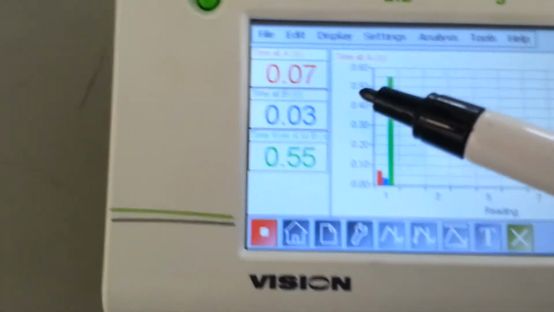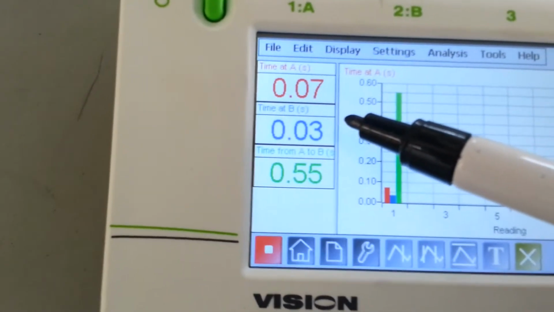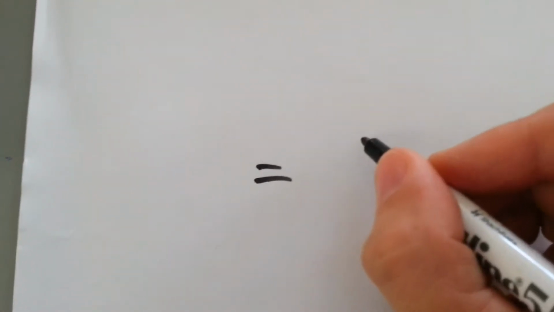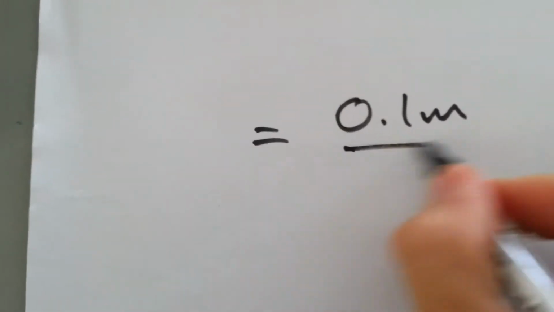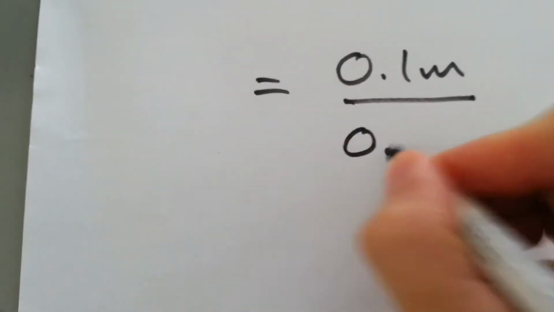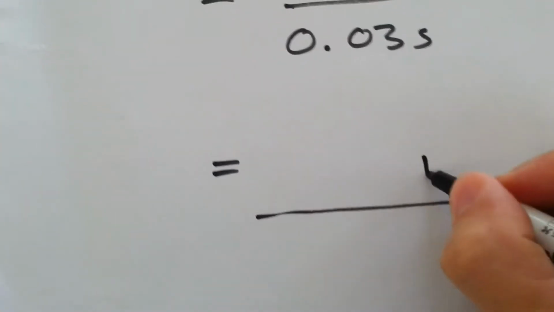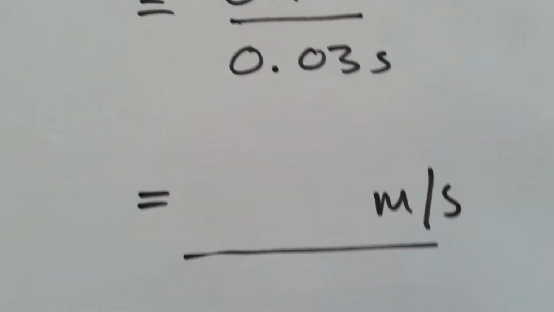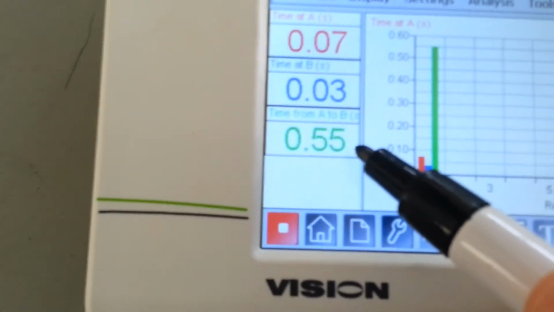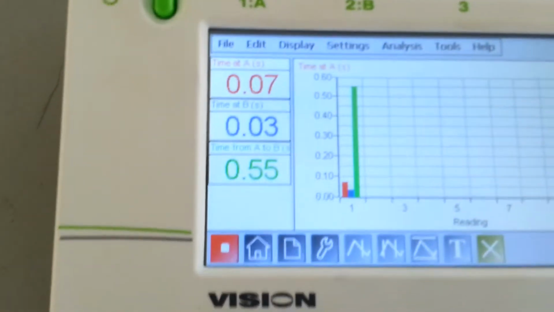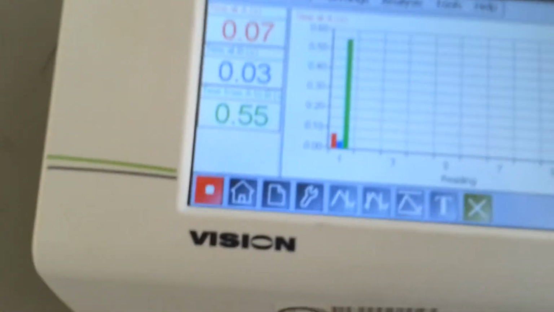And we need to repeat that process for the speed for working through gate B as well. So in this example, we have the same thing again, same distance. Our distance, remember, was 10 centimetres or 0.1 metres. And then we need to divide it by the time, which was 0.03 seconds. So again, we do our calculation and we end up with our answer in metres per second. We don't want to do that though for our third point down here, the 0.55, because that's really important. We're going to use that in a second to work out the time taken to go between the 2 points.